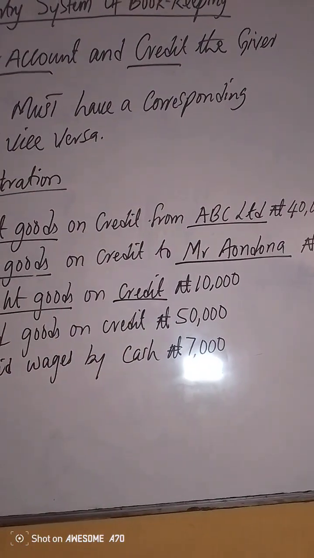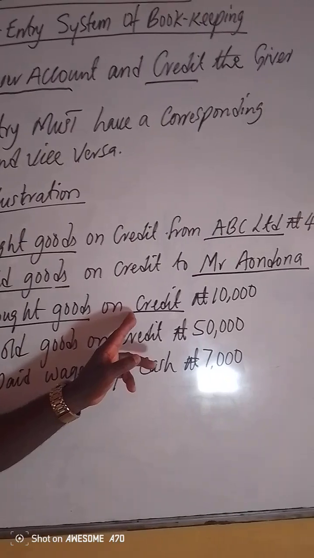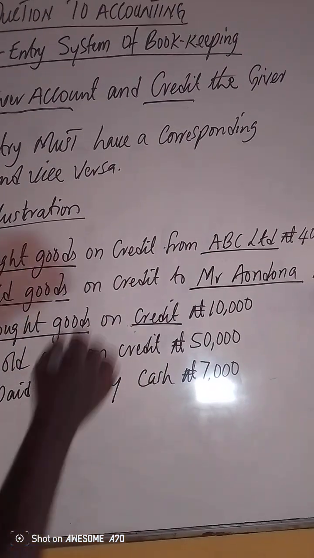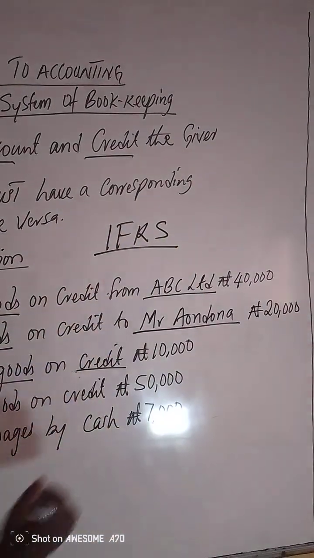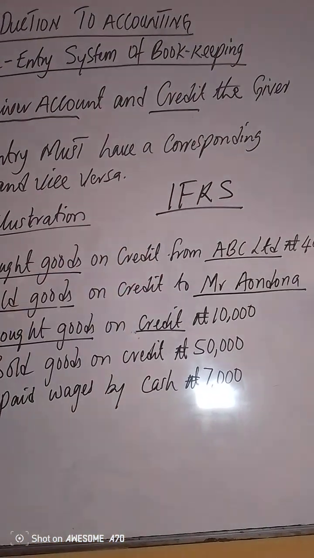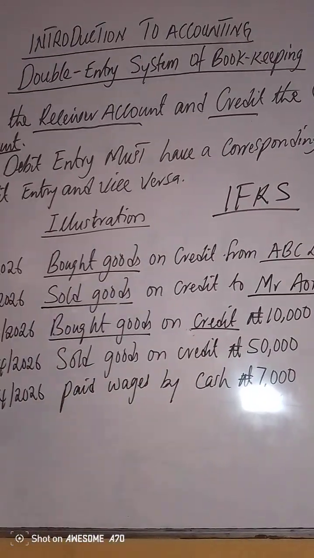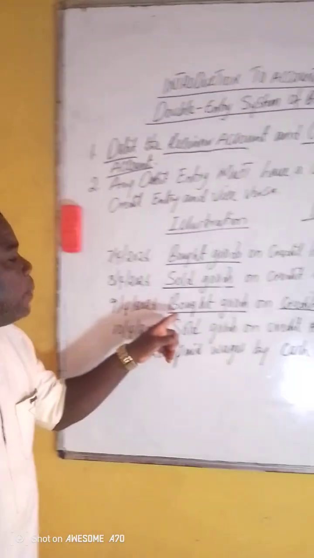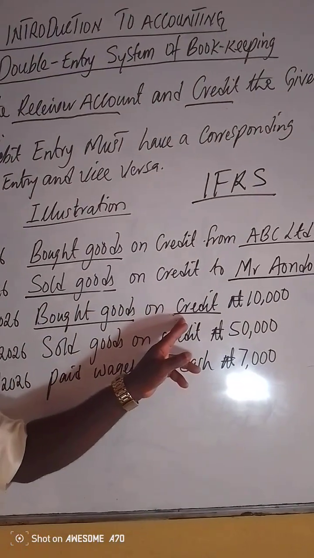What you need to open here is trade payable. Initially, trade payable was called creditors, but the correct name, based on the International Financial Reporting Standard, now recommends that trade creditors should be called trade payable. As you purchase goods on credit, you have the obligation to come back and pay for the goods you purchased. So purchases becomes the receiver account, while trade payable becomes the giver account.